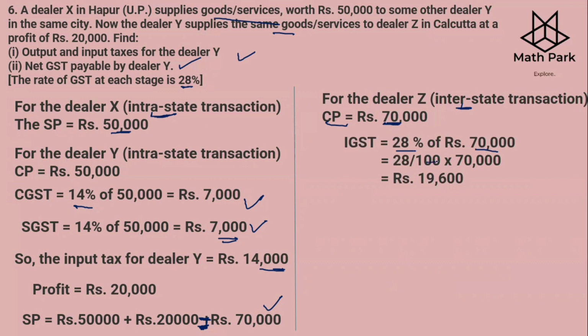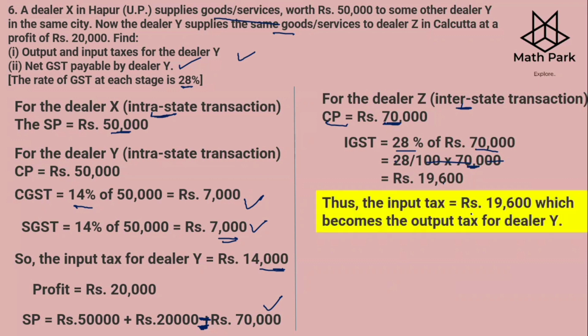So, 28% of 70,000: just multiply 28 times 7, you get 196, and these two zeros. So, 19,600 is the IGST payable. So, the input tax is rupees 19,600, which becomes the output tax for dealer Y. So, input tax for dealer Z becomes the output tax for dealer Y.